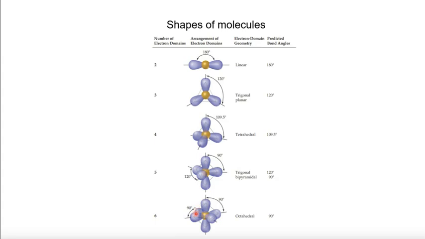Now we go for 6 pairs of electrons, and if all are bond pairs, then we get an octahedral shaped molecule. The angles between these and in the plane are 90 degrees. So it becomes an octahedral shaped molecule.